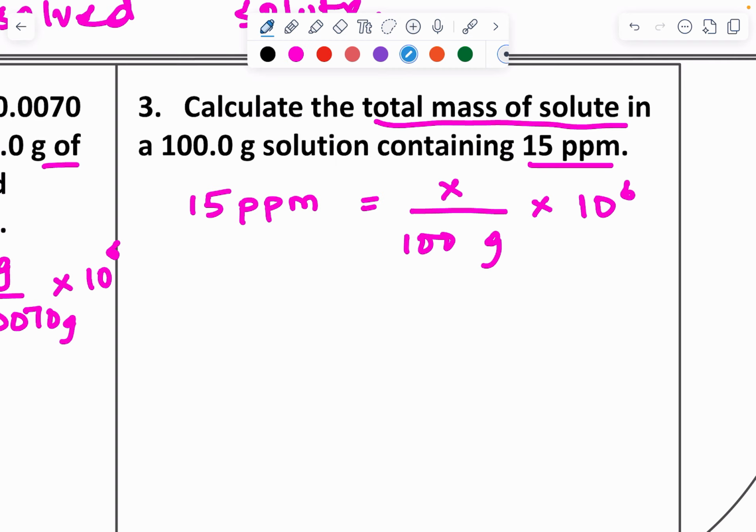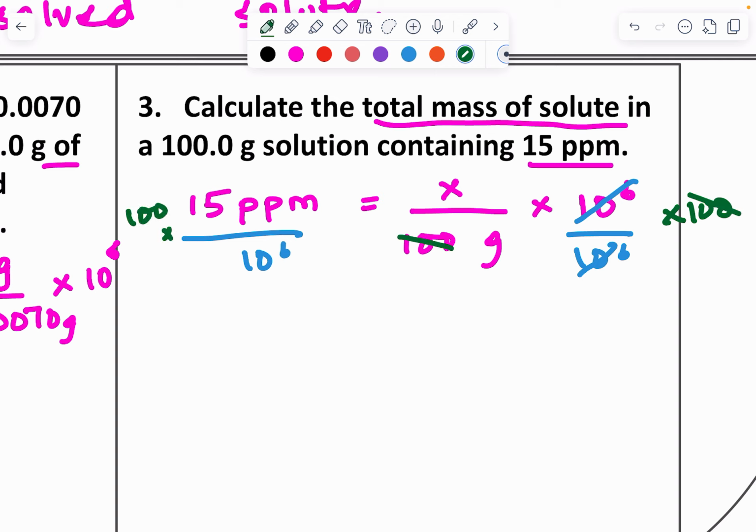To solve this, we can divide both sides by 1,000,000 and then multiply both sides by 100, so this gets cancelled. Now you have 1,500 divided by 1,000,000, and that gives you 0.0015 grams for your solute.